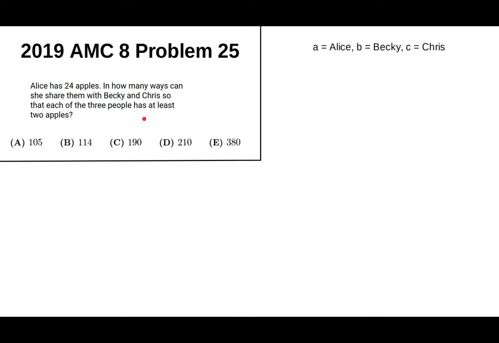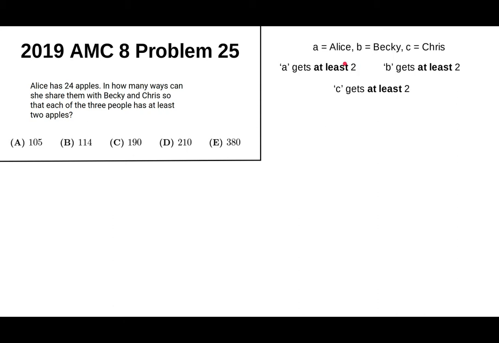Let's define A to be Alice, B to be Becky, and C to be Chris. Alice gets at least 2 apples because it says each of the 3 people has at least 2 apples. Becky also gets at least 2 apples, and Chris also gets at least 2 apples. Since we know A, B, and C all get at least 2 apples, we can subtract the sum of 2 plus 2 plus 2 from 24, because we already know Alice, Becky, and Chris are going to get them.